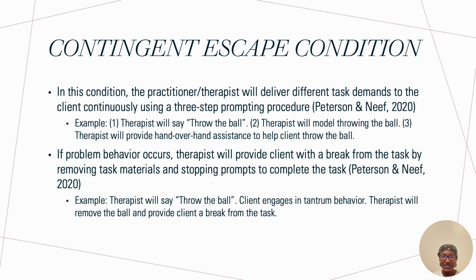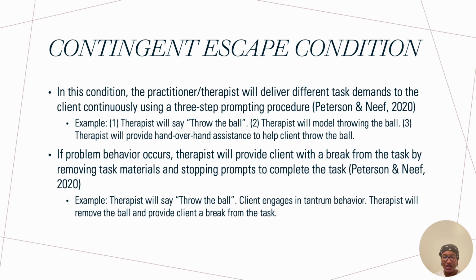Next, we have the contingent escape condition. In this condition, the practitioner/therapist will deliver different task demands to the client continuously using a 3-step prompting procedure. So, an example of this 3-step prompting procedure will be: Step 1, the therapist will say, "Throw the ball." Step 2, therapist will model throwing the ball for the client. And Step 3, the therapist will provide hand-over-hand assistance to help the client throw the ball.